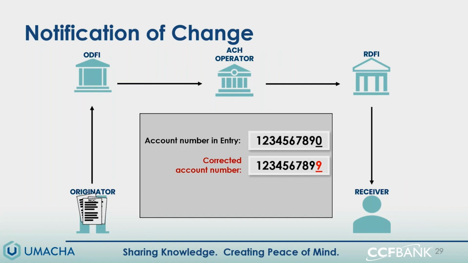So the ODFI is going to pass that information along to the originator, and then the originator, or you in this example, you're going to make the change, right? You're going to fix the account number before we send another live entry. So we're going to get that fixed. Let's say this is monthly billing. Before next month's water bill goes out, we're going to have this fixed so we have the correct account number in our system, so that our receiver is going to get that debit to their account automatically. Their institution isn't going to have to fix anything on the back end.